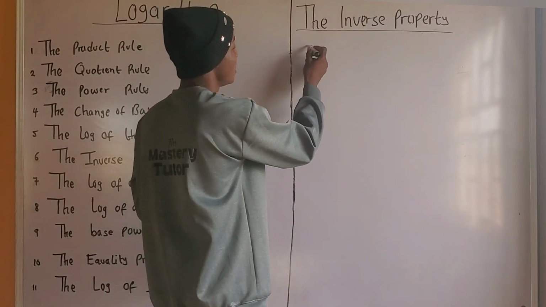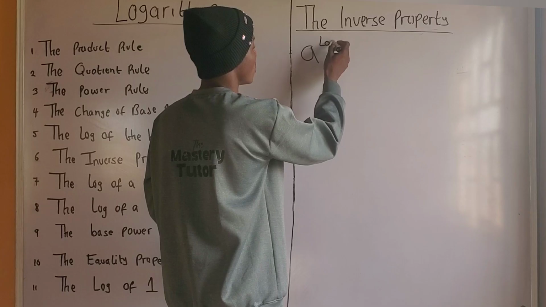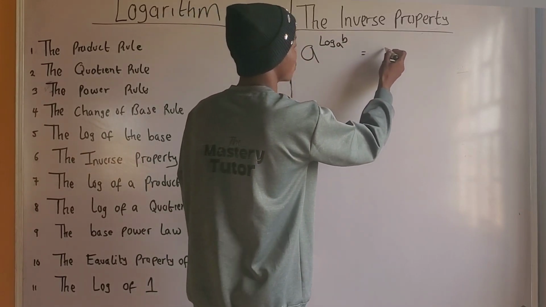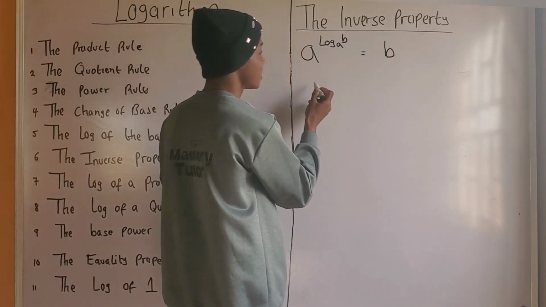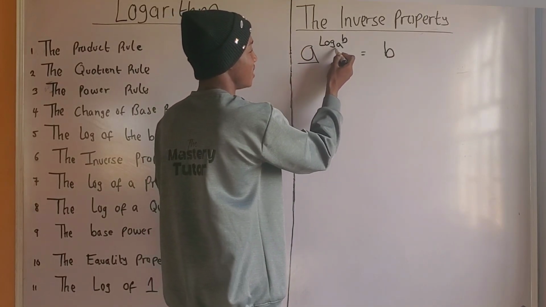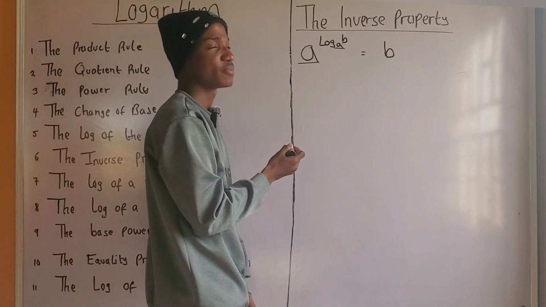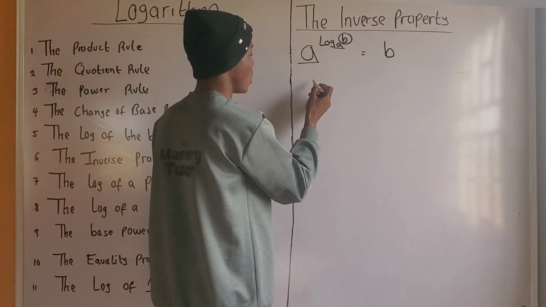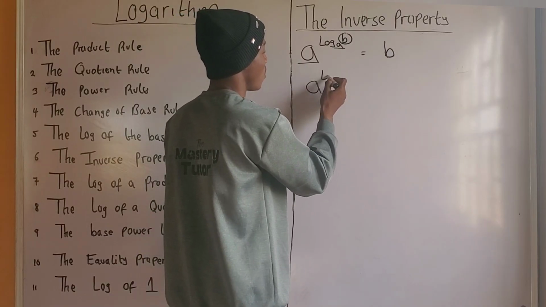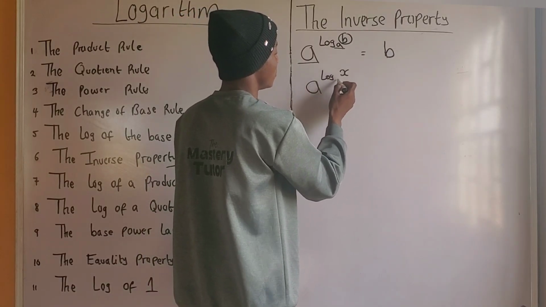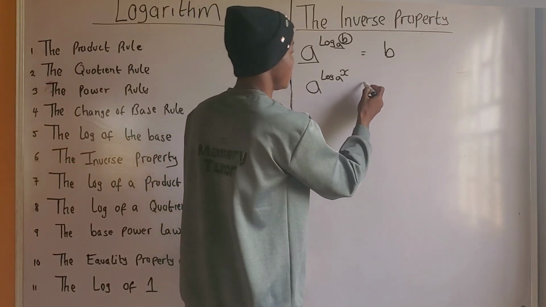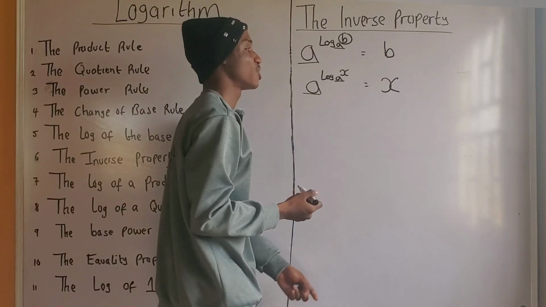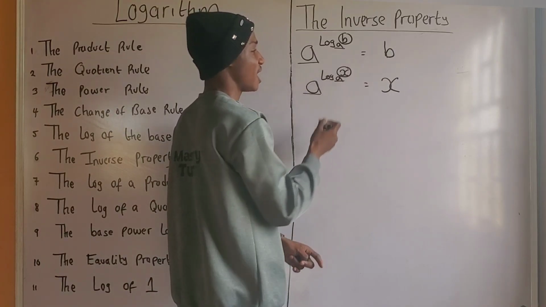Let's say you have A raised to the power of log B base A. The answer to this question will be B. That means anytime what you have here is the same as the base of the logarithm, the answer will be what you have here. Do you understand? So let's say you have A raised to the power of log X base A. The answer here will be X. Do you understand? Anytime what you have here is the same as the base of this logarithm, the result will be the number inside the logarithm.